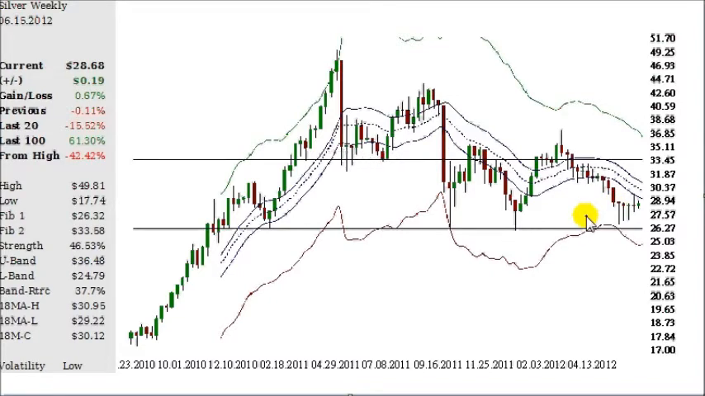And until, of course, it can really significantly break down below the low or significantly break out above the high, it's going to stay in this neutral setup. As far as the candles are concerned, let's look at the last 5. In fact, the last 5 have pretty much closed exactly where it did before.